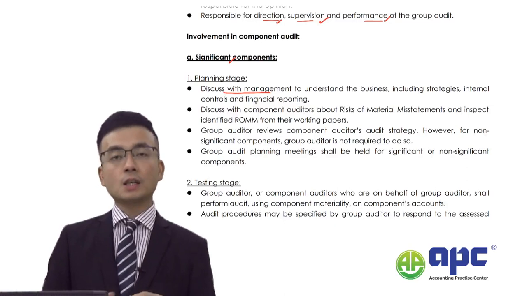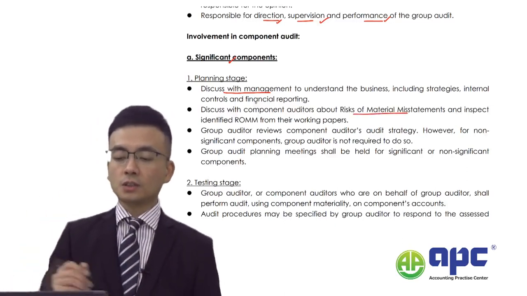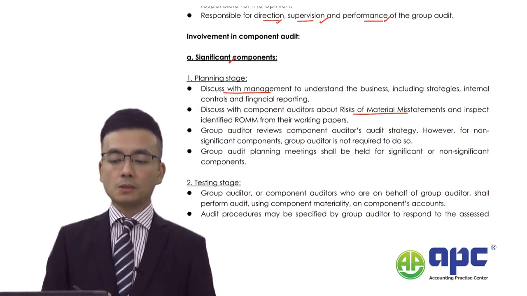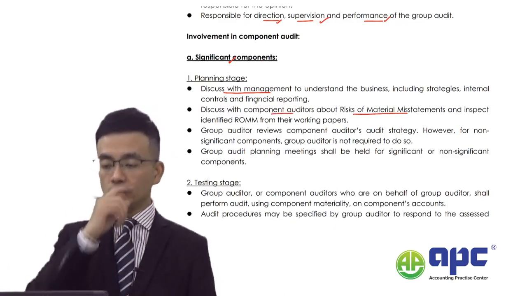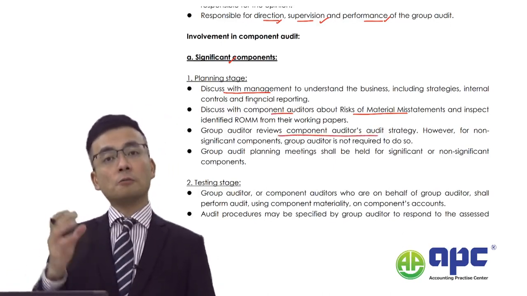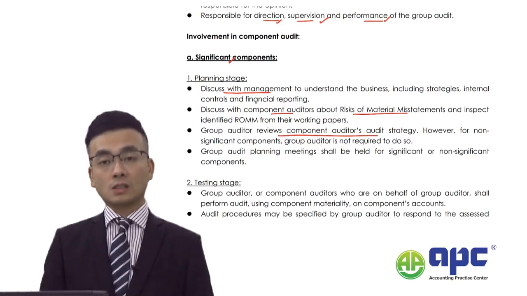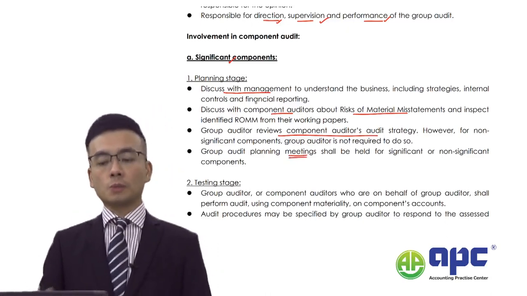For a significant component during the planning stage, we need to discuss with management to understand the subsidiaries' businesses very carefully, understanding the risks of material misstatements very carefully by discussing that with the components auditors. And we need to review the components auditors' audit strategy of what to audit and whether or not that's sensible, and also having the planning meetings all documented.